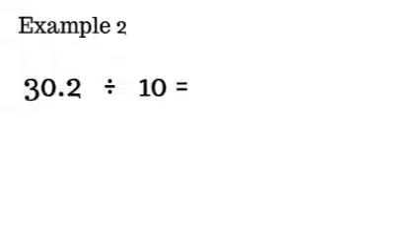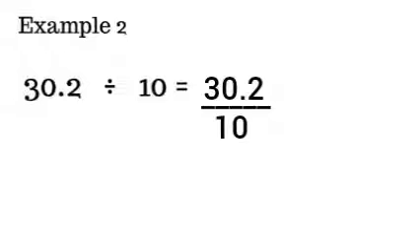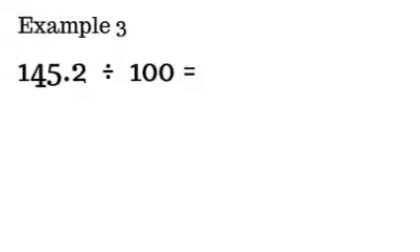30.2 divided by 10. This can be written as 30.2 over 10. Because 10 has just one zero, we will start from where the point is and count 1 time to the left. That is because 10 has just one zero. So we count 1. So our answer is 3.02. Example 3.